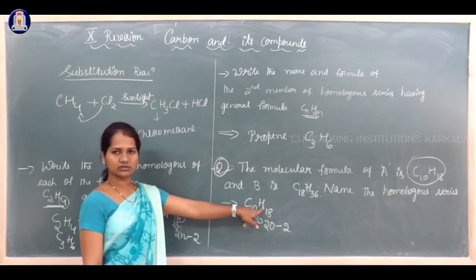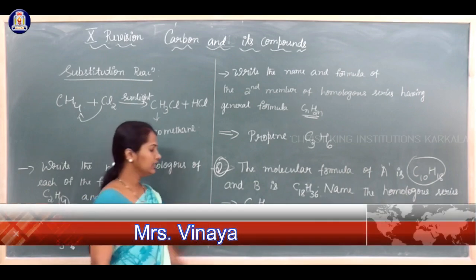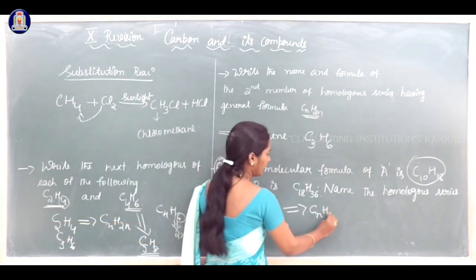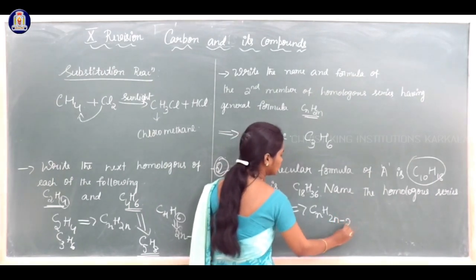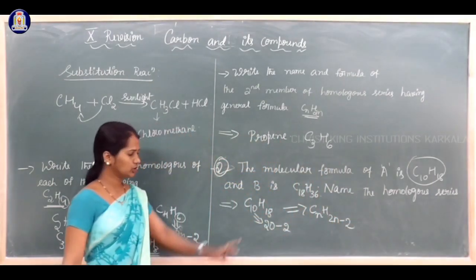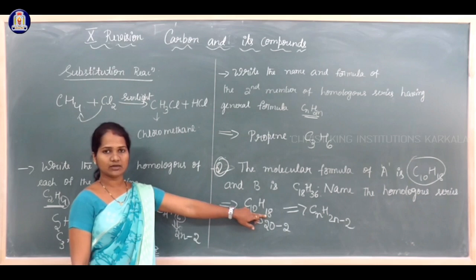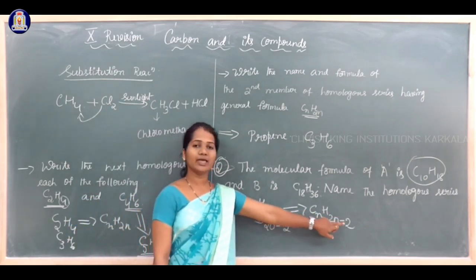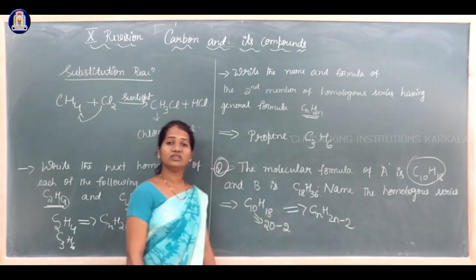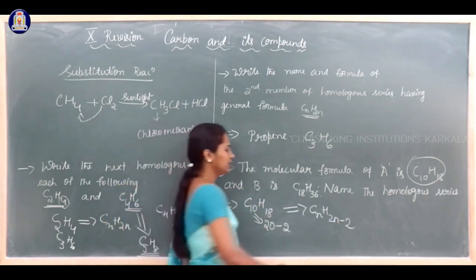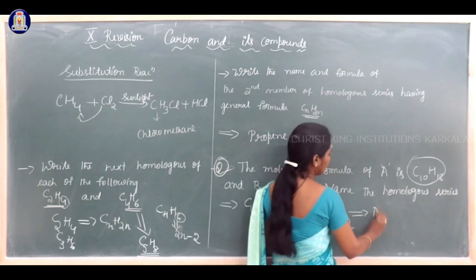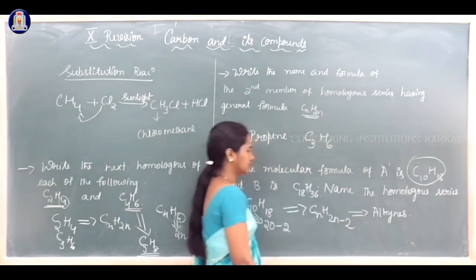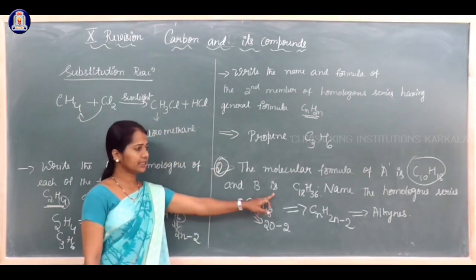So the number of hydrogens is in the form of CnH2n minus 2, that is 20 minus 2 is 18. CnH2n minus 2. So what is the name of this homologous series? They are called alkynes. Go to the second compound.